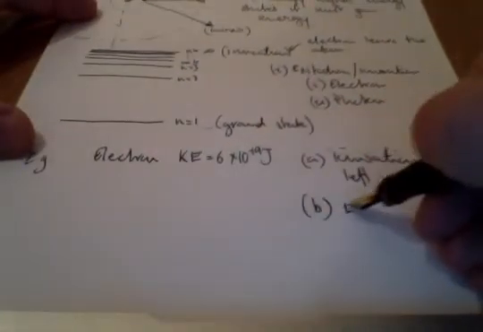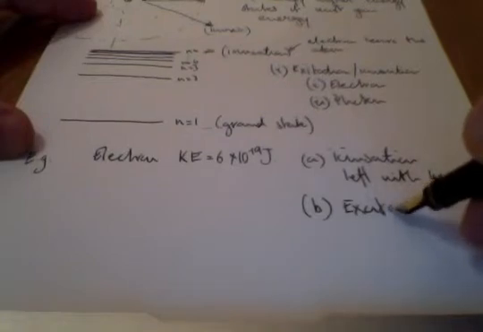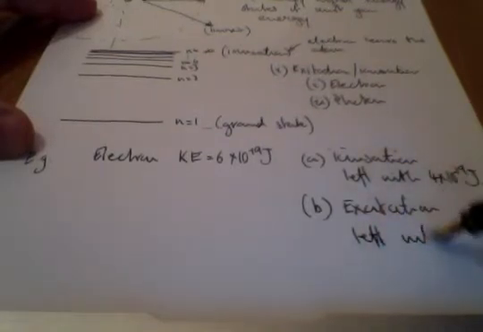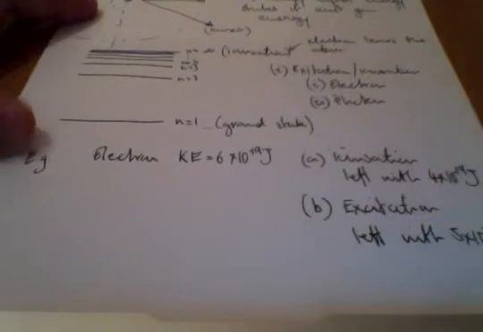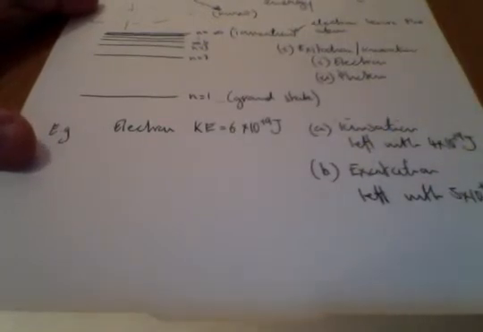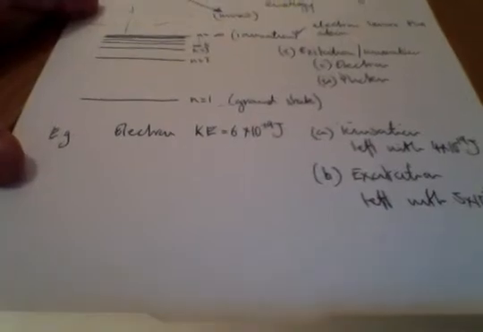And in example B, it causes an excitation and is left with 5 times 10 to the minus 19 joules. The question is, what's the energy of ionization and what's the energy of the excitation? If you think you know, hit pause, otherwise here comes the answer.